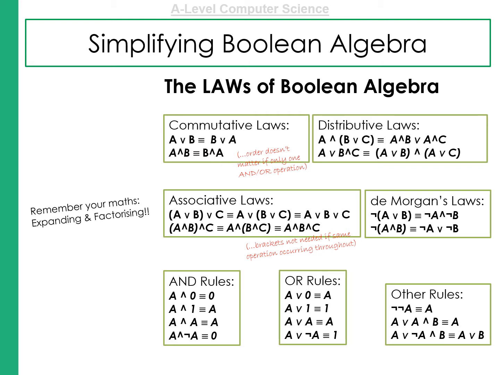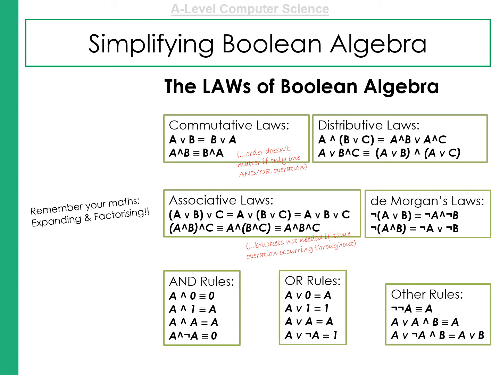If we look at the bottom, we've got a set of AND rules and a set of OR rules. The AND rules state that A and 0 is always going to give 0. If one of our inputs is 0, it's going to give a 0 output. It can't give a 1 because when we're using an AND, they've both got to be true for an output. So it's 0. If we have A and 1, that's just the same as saying A. If we have A and A, again, that's just the same as saying A. And A and not A is 0. Think of your maths there.